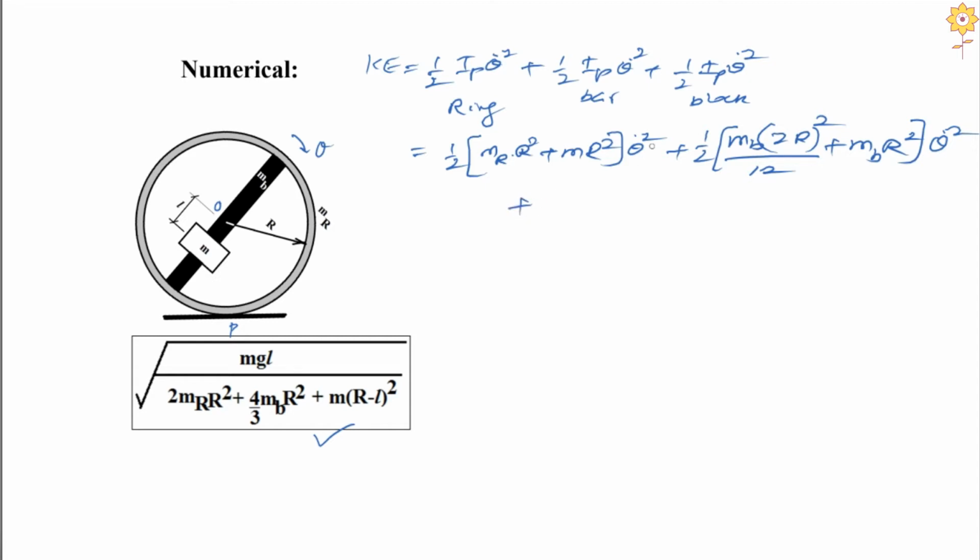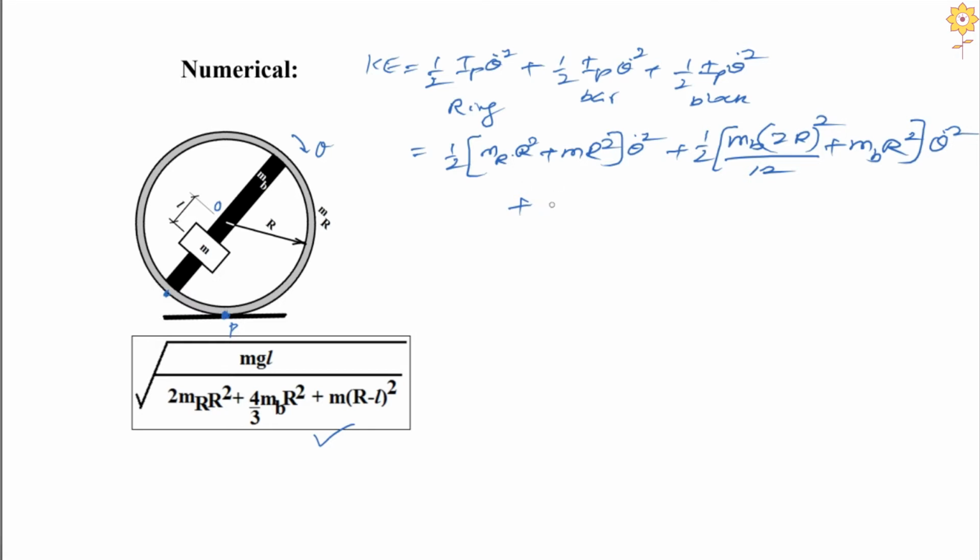Plus let me write for the block now. So initially the contact point was over here, right? So this is the original contact point. Now the contact point is over here. So this amount of theta has been shown exaggerated. We are trying to assume that theta is very, very small. So the distance between this point P and this initial position is very, very small.